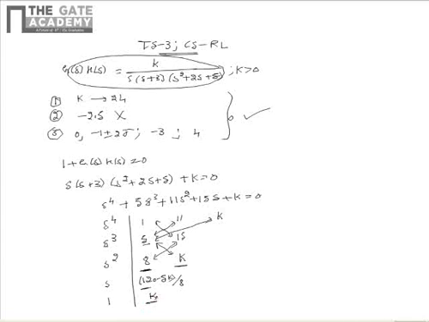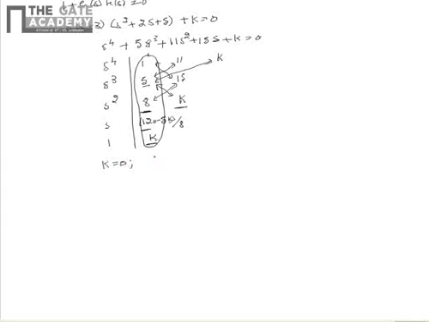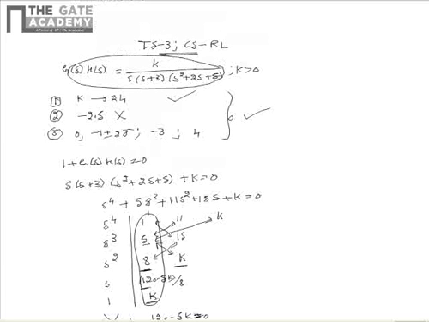And the entry at this point is k. We know that for stability, the entries in the first column should be greater than 0. So for marginal stability, k is equal to 0, or 120 minus 5k should be equal to 0. But it is given that k is greater than 0, so k equal to 0 is not a valid point. So from this we see that for marginal stability, k is equal to 24. Hence the statement 1 is correct.